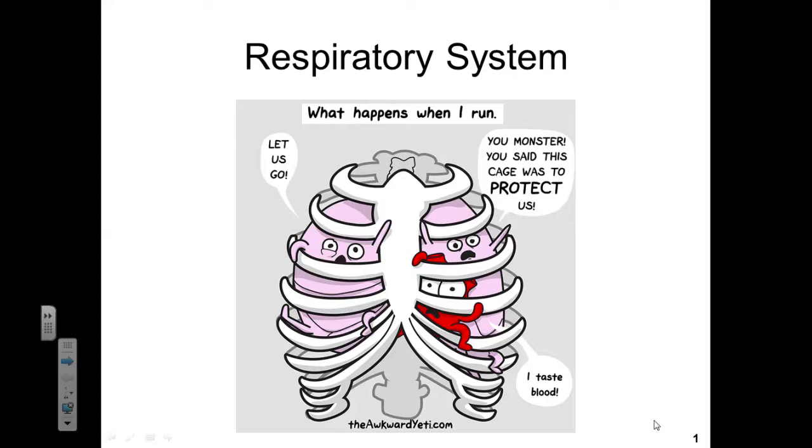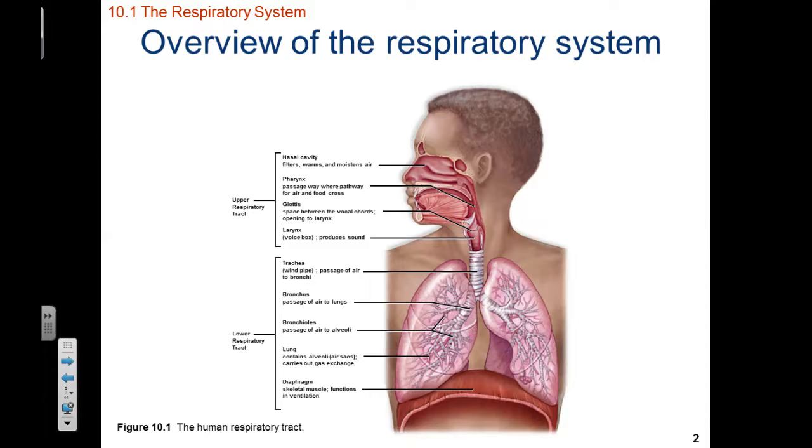Hi class, let's start up our discussion on the respiratory system. Our respiratory system is the system that's primarily concerned with putting air, or oxygen more specifically, into our bloodstream and then removing that carbon dioxide from our bloodstream. There are some other features like acid-base balance as well that we're going to talk about.